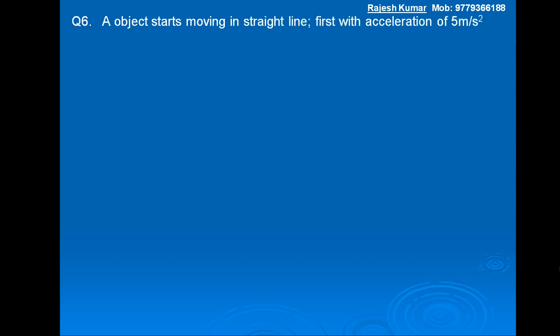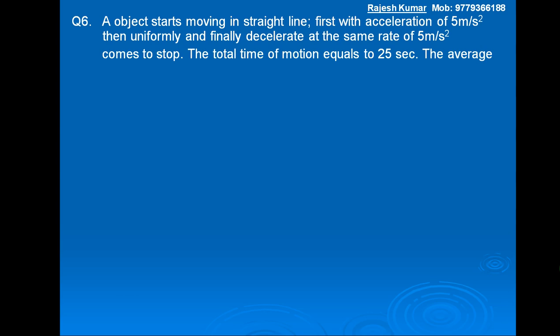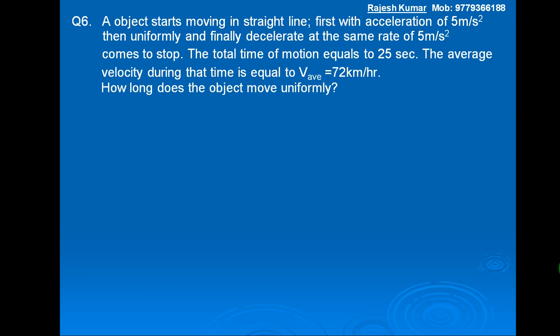An object starts moving in a straight line, first with an acceleration of 5 meter per second square, then uniformly, and finally decelerates at the same rate of 5 meter per second square and comes to a stop. The total time of motion is 25 seconds. The average velocity during that time is V average equal to 72 km per hour. How long does the object move uniformly?